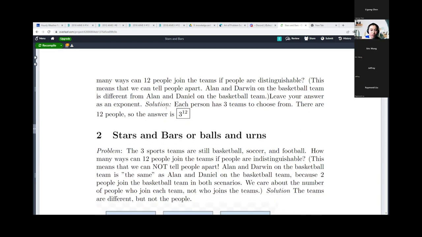And this is very similar to the problem above. I'll give you some time to think about it, and if you have ideas, you can send it to me in the chat.